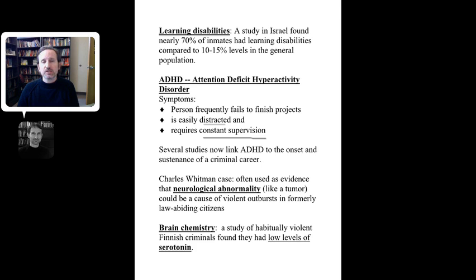So this relates again back to something like impulsivity. And again, this isn't a genetic trait or biological characteristic that necessarily leads to crime. But you can see how some of that type of thing might in fact play into why some people end up doing antisocial things. And several studies these days, as I'm marking here, now link ADHD to the onset and sustenance of a criminal career.